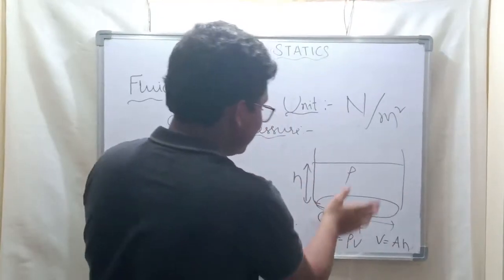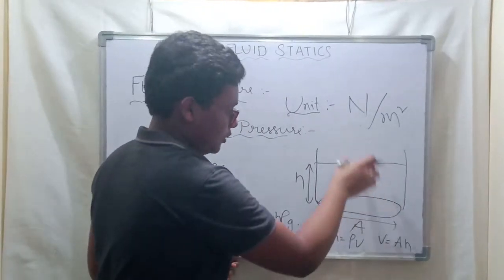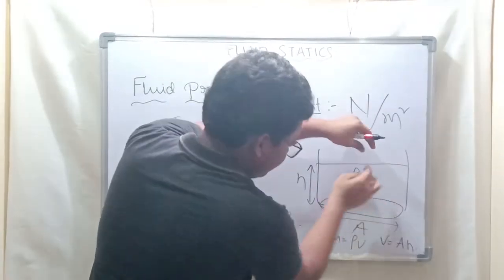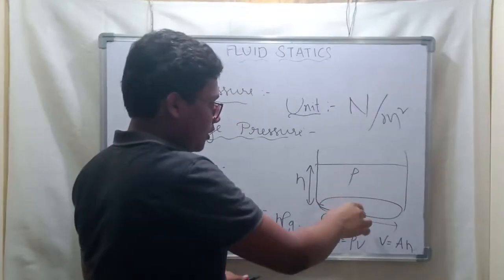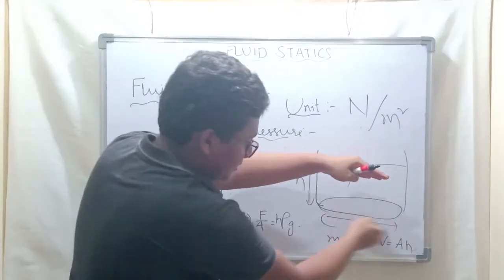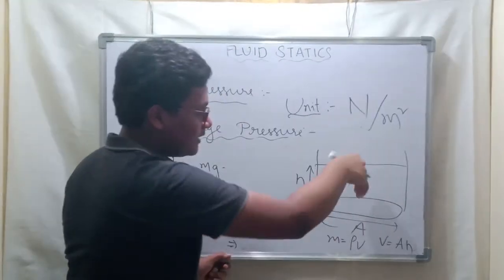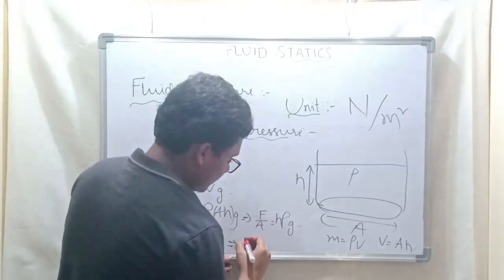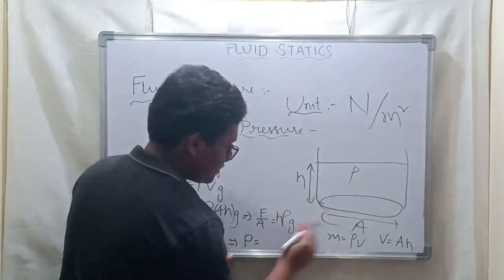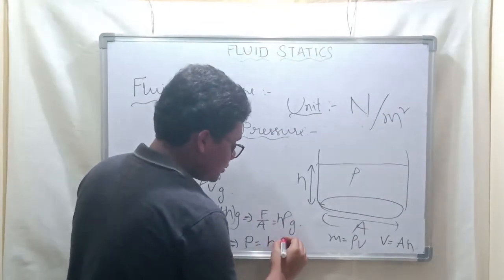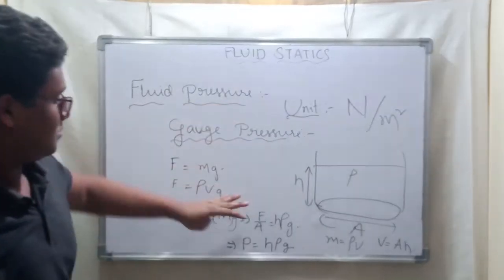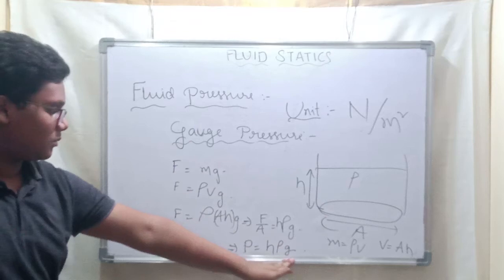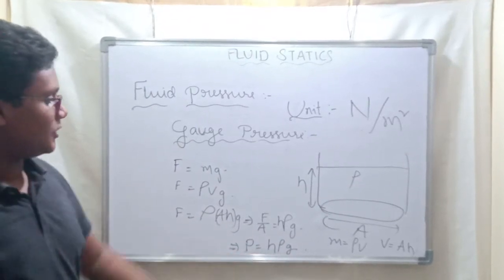That force per unit area is the pressure due to liquid at the bottom. So P, the pressure at the bottom, is equal to h rho g. And this is the derivation of this formula. P is equal to h rho g.